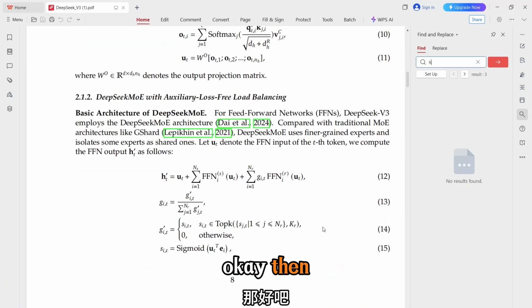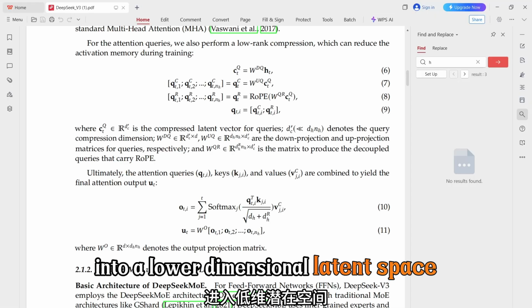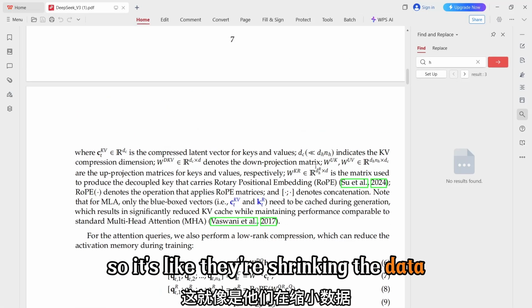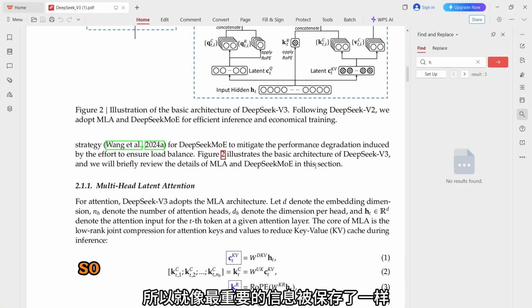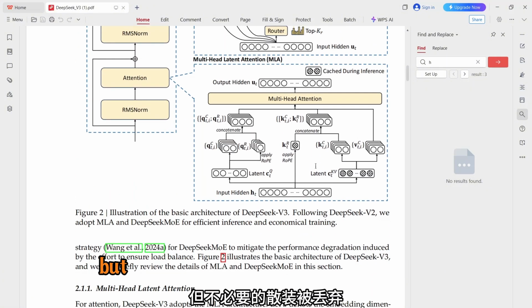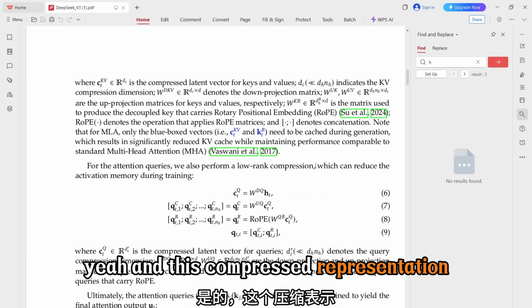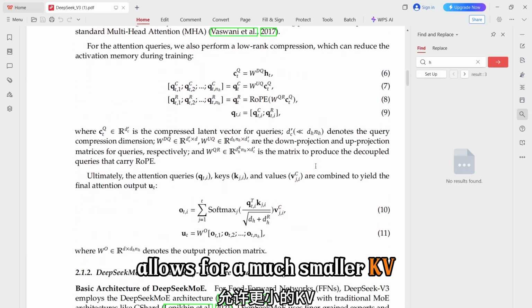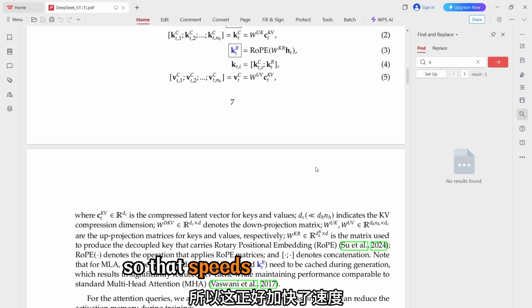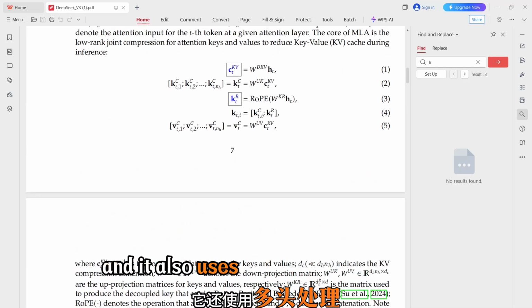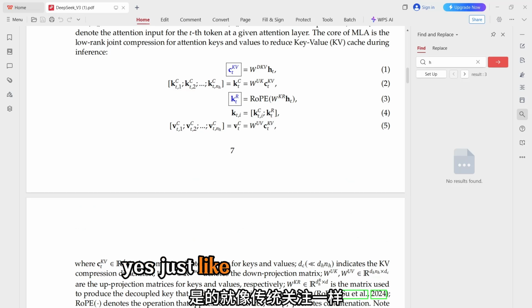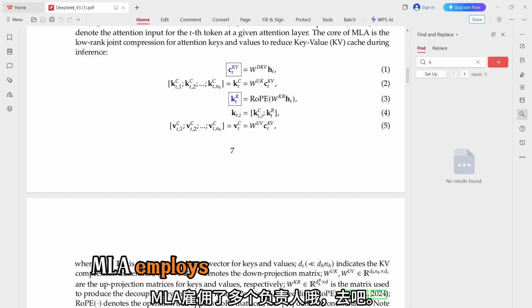Then the keys and values are compressed into a lower dimensional latent space. So it's like they're shrinking the data, which saves on memory. Precisely. The most important info is saved, but the unnecessary bulk is discarded. This compressed representation allows for a much smaller KV cache during inference, so that speeds things up. And it also uses multi-head processing. Just like traditional attention, MLA employs multiple heads.